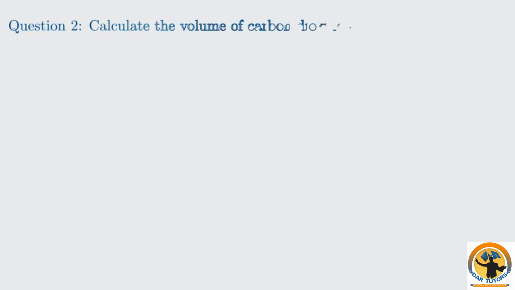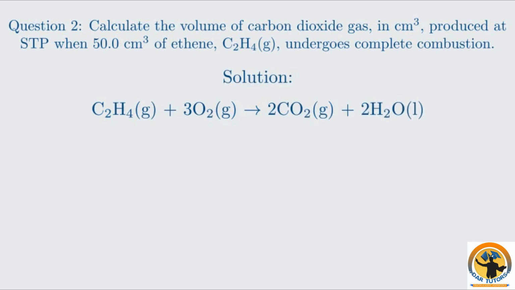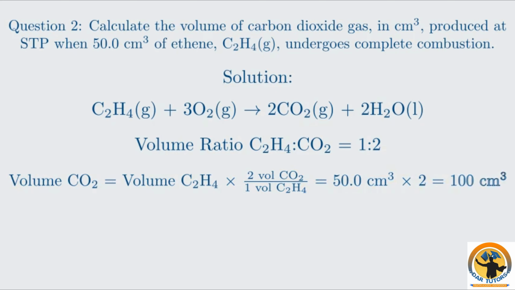Question 2 is a gas volume problem, using the molar gas volume. First, balance the combustion equation. Since all reactants and products are gases, we can use the volume ratio directly. The equation shows a 1:2 ratio between ethene and carbon dioxide. Therefore, the volume of CO2 is twice the volume of C2H4, which is 100 cm3.